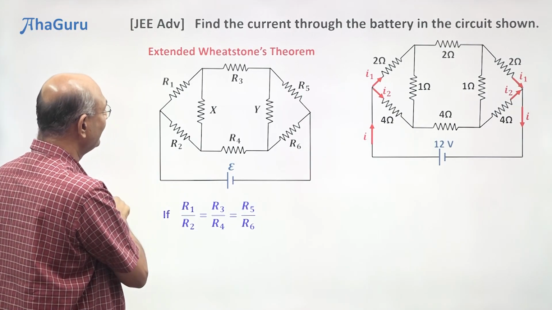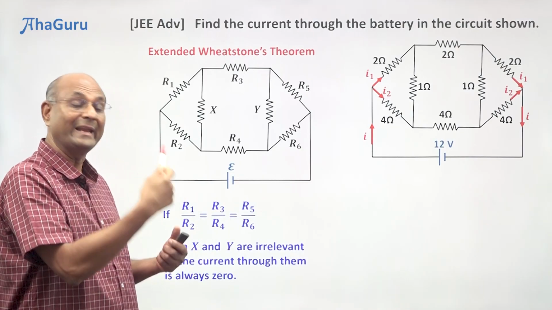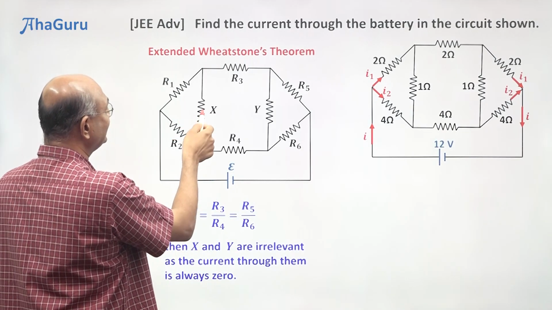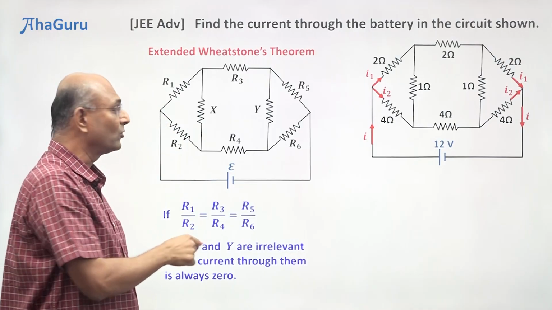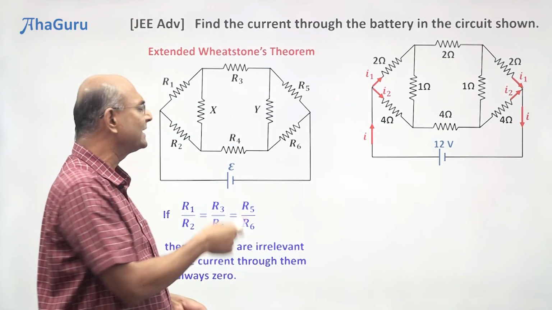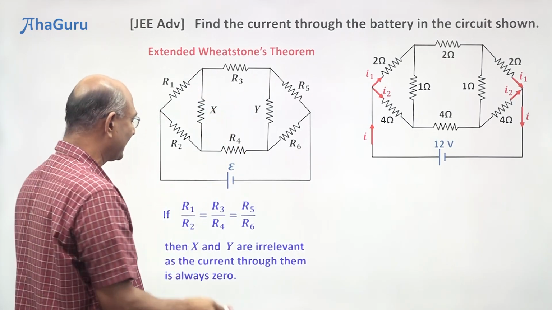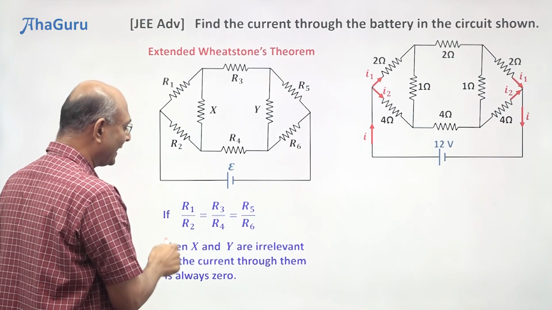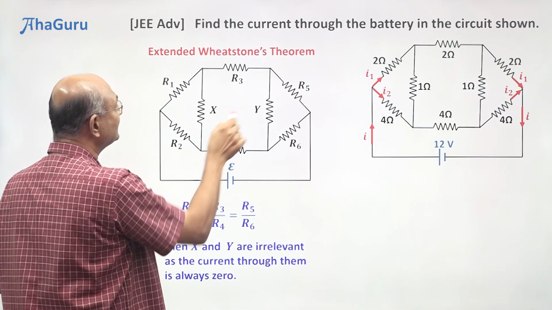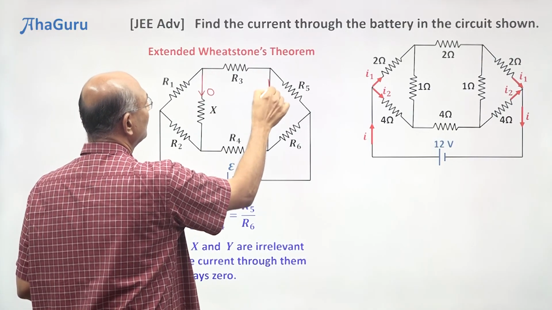Then you don't really care about X and Y. So then X and Y are irrelevant. You can remove them, you can change the value. You can say X is 1 ohm, Y is 5 ohms, you can make X as 7 ohms, make Y as 2 ohms, it doesn't matter. You can make X 0, Y 0, you can make X infinity, Y infinity, it doesn't matter. X and Y are absolutely irrelevant as the current through them is always 0. So this current is 0, this current is 0.